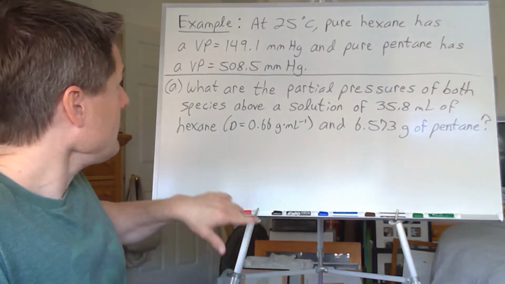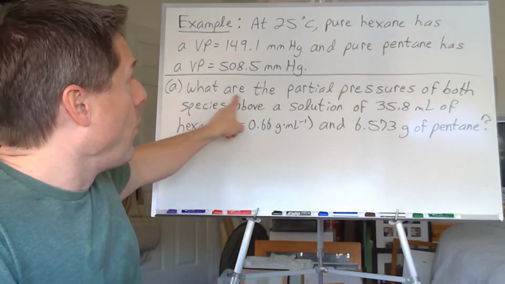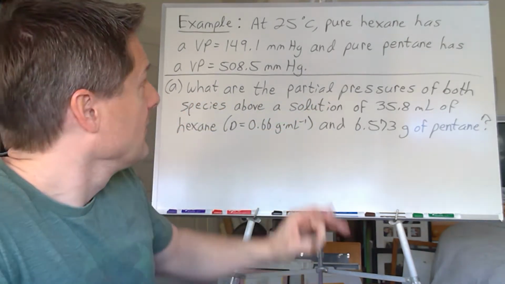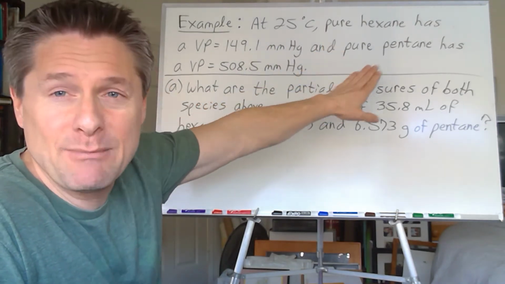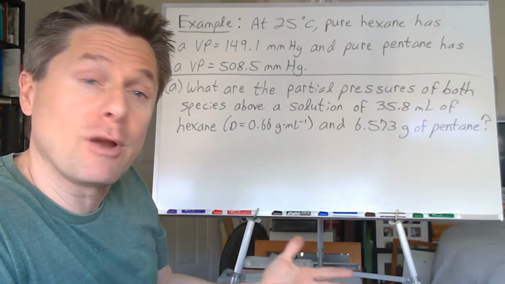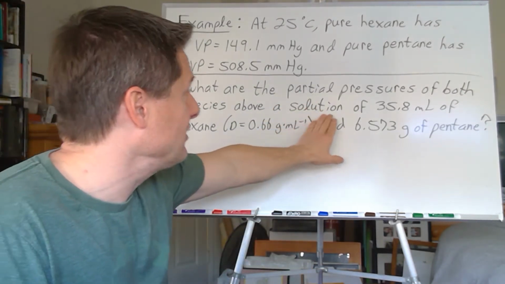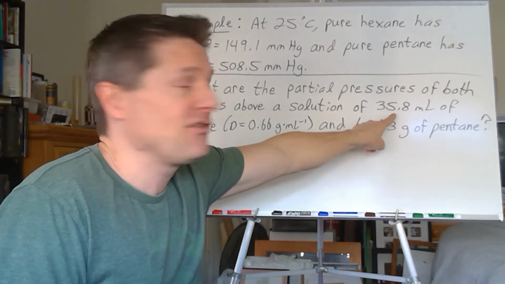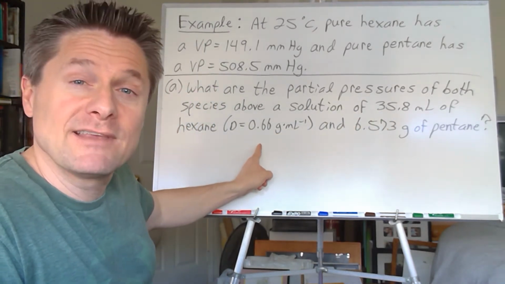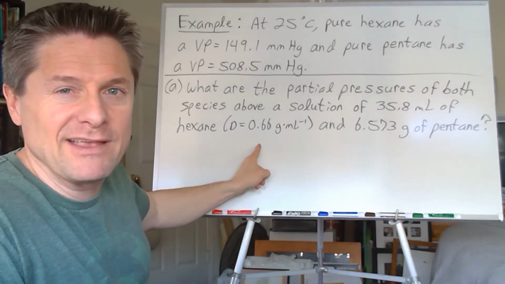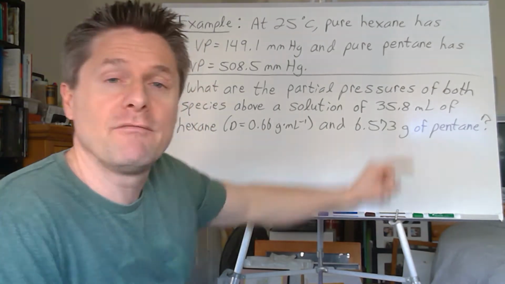Good. Now let's make a solution. So here we are, part A. What are the partial pressures of both species? Because these are both volatile. Both hexane and pentane are volatile hydrocarbon liquids. What are the partial pressures of both species above a solution when you mix 35.8 milliliters of hexane? Density is 0.66 grams per milliliter. Only 2 sig figs, so rough approximate. And we got 6.573 grams of pentane.